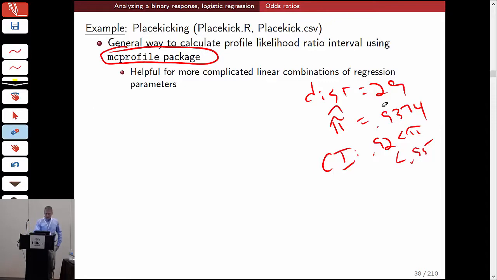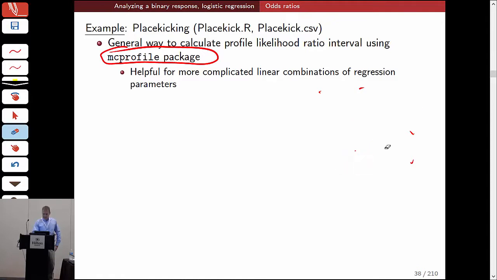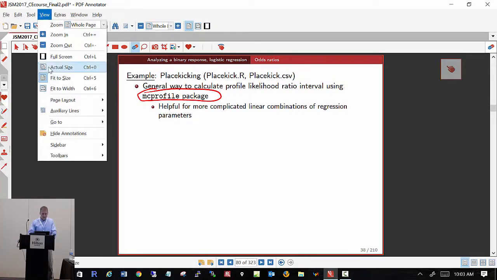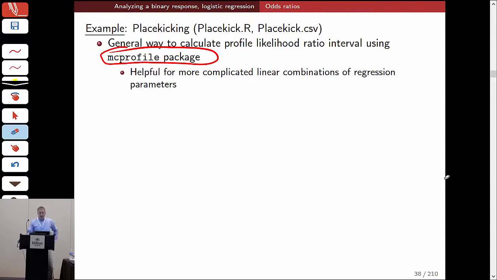Okay, so let me go ahead and erase that. So there's this package called mcprofile. It is a user-contributed package, but in its newer versions, it works quite well. Some of the older versions did not always work well. And what this allows us to do is come up with confidence intervals for complicated linear combinations of your regression parameters.